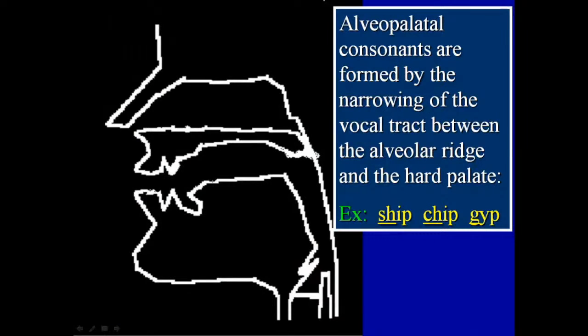Alveolo-palatal consonants, or in some books, they are called palato-alveolar consonants. These are formed by narrowing of the vocal tract between the alveolar ridge and the hard palate here. But we raise the blade and part of the front of the tongue there. Okay, so these are the cases of sounds in ship, sh in ship, and ch in chip, and j in jip.